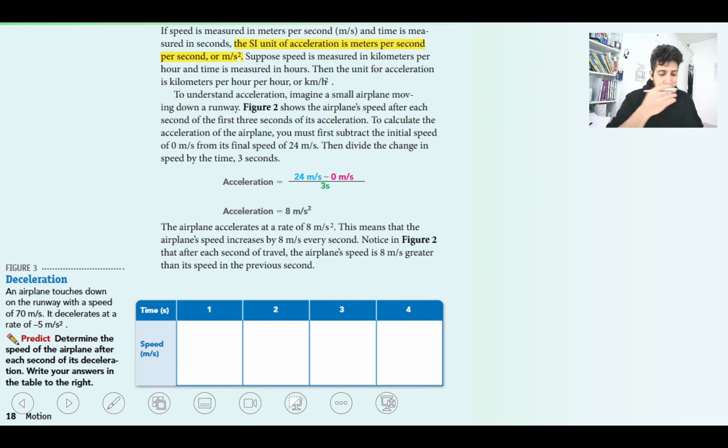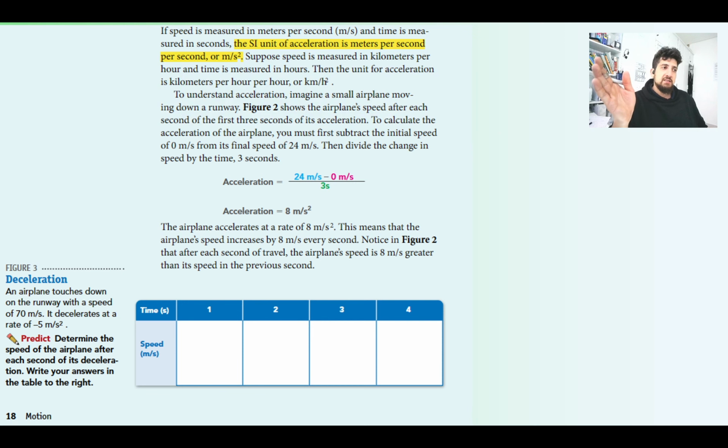Thank you for those of you that have yelled through your computer screen or your phone screen. Okay, let's have a look. So that is indeed the answer, 8 meters per second squared. And the airplane accelerates at a rate of 8 meters per second squared. What does that mean? So that means every second the speed is changing by 8 meters. Every second that plane's speed is increasing by 8 meters.